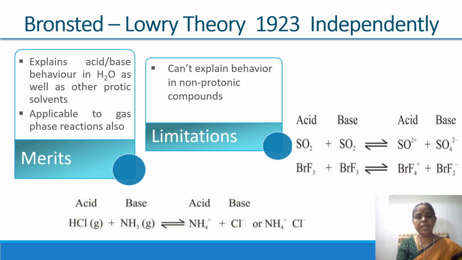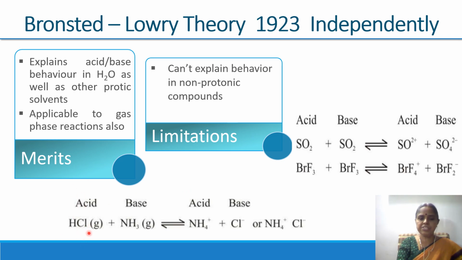Now, let us look at the merits and limitations of Bronsted-Lowry theory. What are the merits? This theory could explain the acid-base behavior of water as well as other protic solvents, like why the same compound can behave both as an acid as well as a base, but there is a small hitch, only of other protic solvents, that is those solvents like ammonia which also contain a proton. And this particular theory is applicable to gas phase reactions also. But this theory could not explain the behavior of non-protonic compounds or the behavior of compounds in aprotic solvents. That is, if the particular compound or the solvent does not have a proton, its acid-base behavior could not be explained by the Bronsted-Lowry theory.